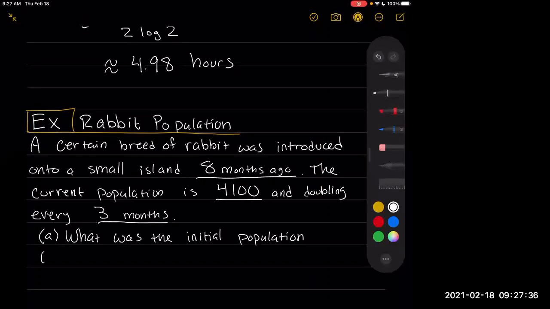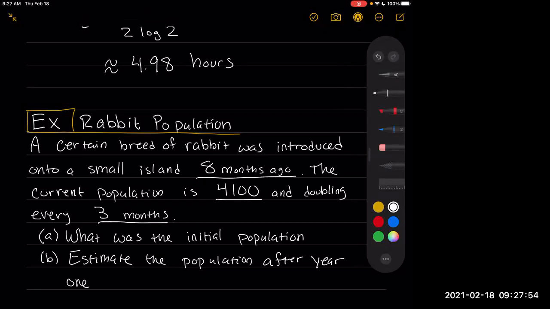And then we're going to estimate the population after 1 year, sorry, after being introduced.